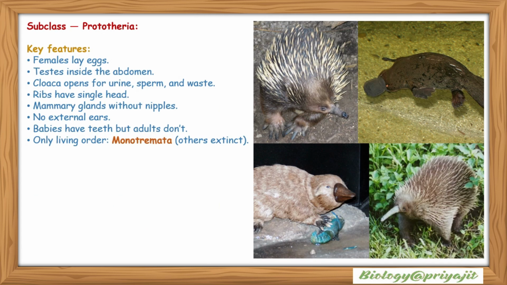Now we should start with Prototheria. The key features include: females lay eggs, testes are located inside the abdomen, and their cloaca opens for urine, sperm and waste. The ribs have a single head, mammary glands are without nipples, and no external ears are there. Babies have teeth but adults don't. The only living order is Monotremata, and others are extinct. These are images of the Prototherian animals.